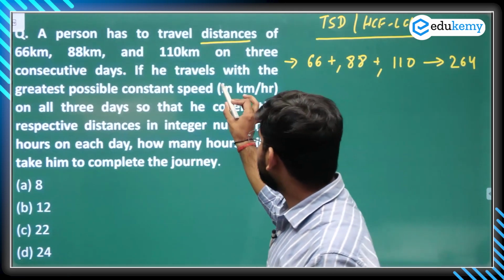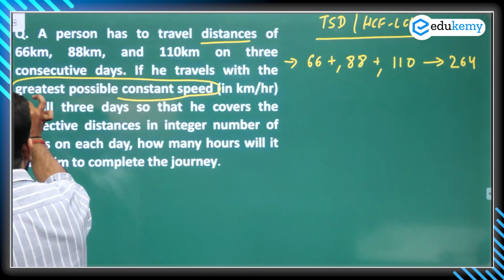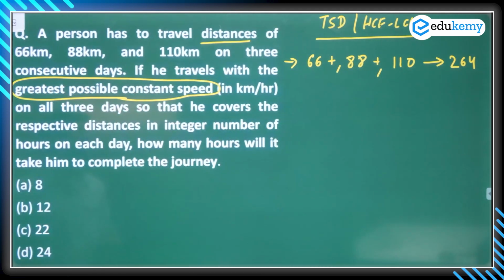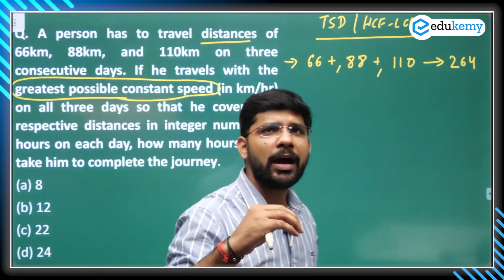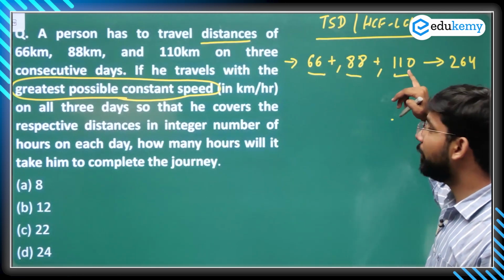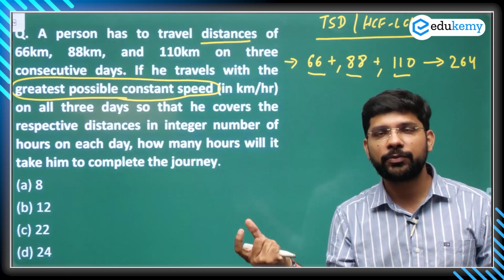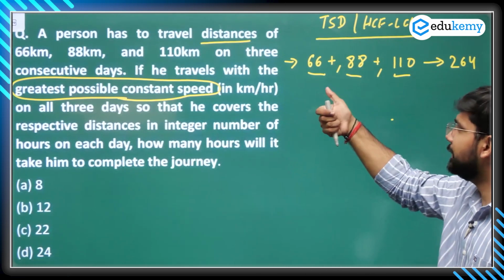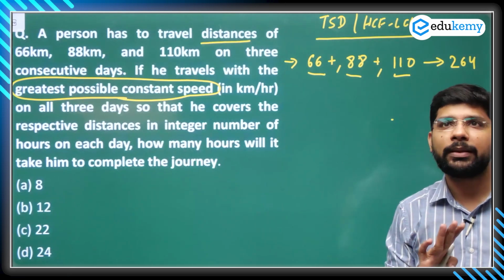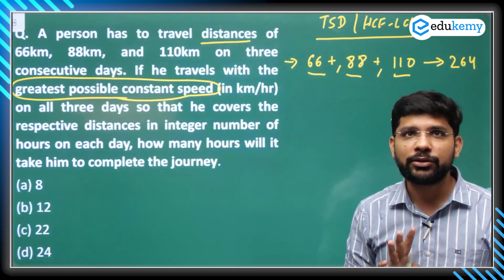Then, if he travels with the greatest possible constant speed, so it's a keyword here. Greatest possible constant speed means that will be the highest common factor in these distances traveled. Greatest possible constant speed वही speed होगी जिससे ये तीनों divide हो जाएंगे. That means the HCF of these 3 numbers should be found here.